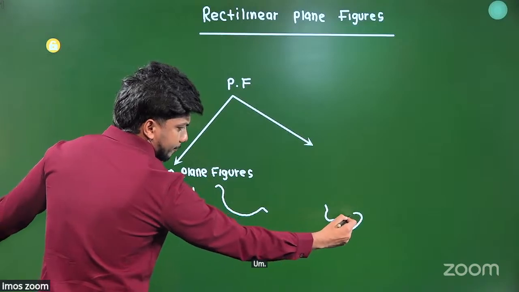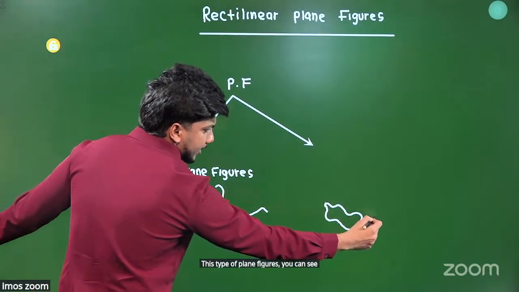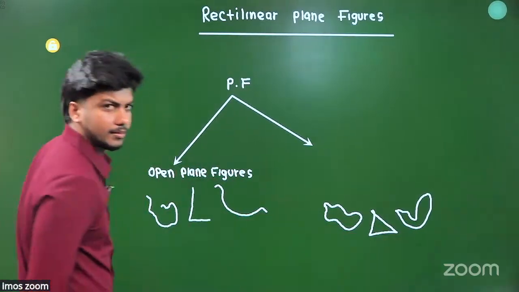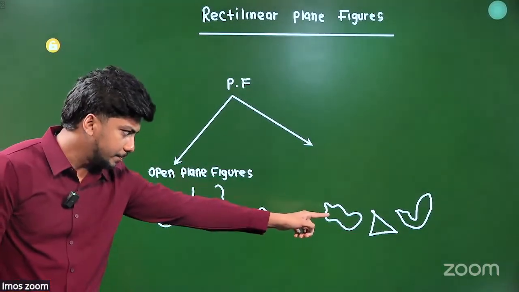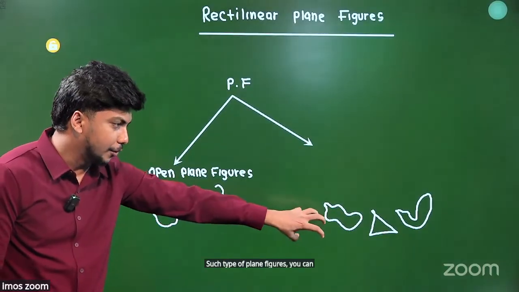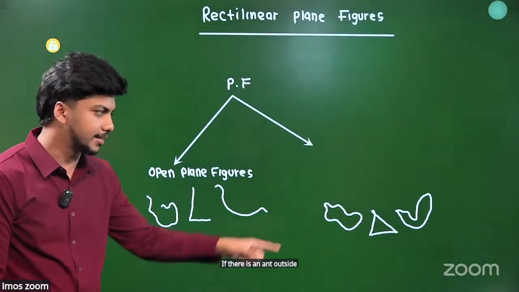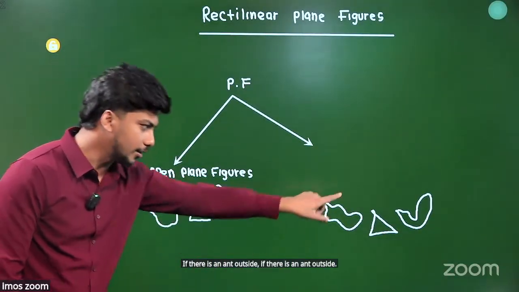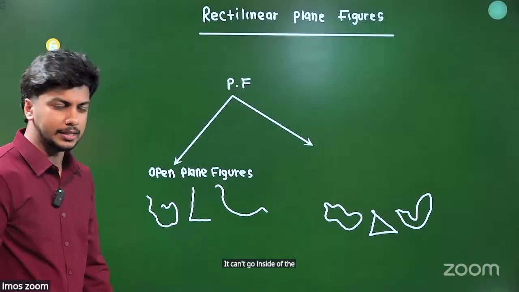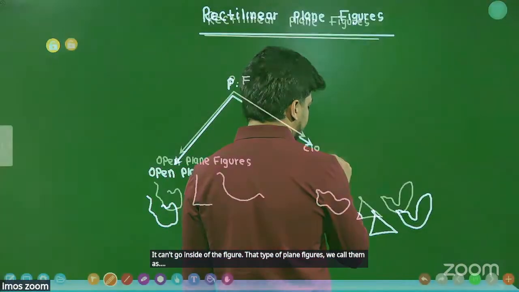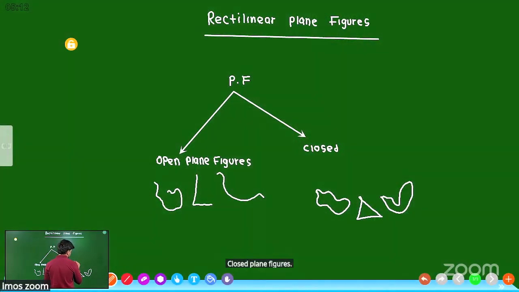This type of plane figures you can see, they are bounded. They all are bounded. If there is an ant outside, it can't go inside of the figure. That type of plane figures, we call them closed plane figures. Closed plane figures. Right?